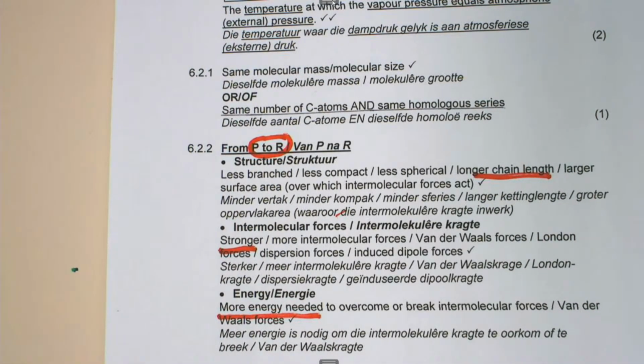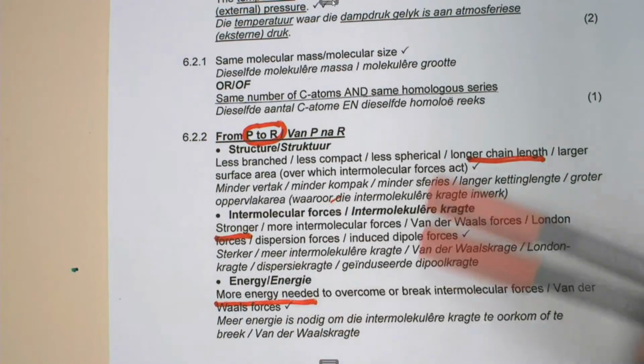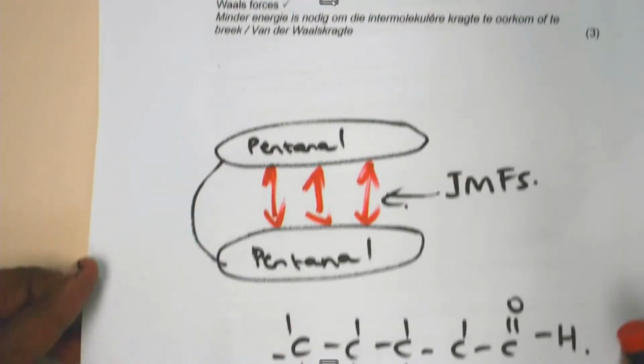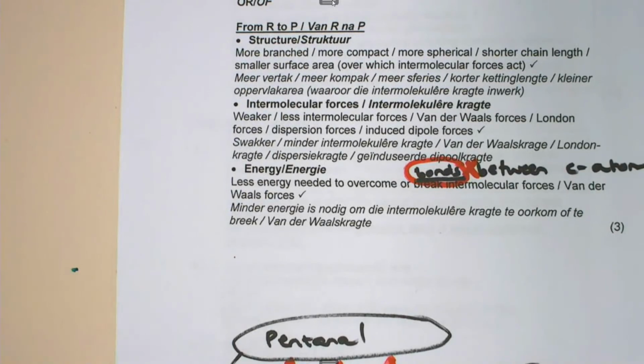If the learner does not specify whether it's explaining from P to R or R to P, if it's not specified in the question, you mark according to the option in question 9. For you to mark according to the option in question 10, the learner must definitely say from R to P.